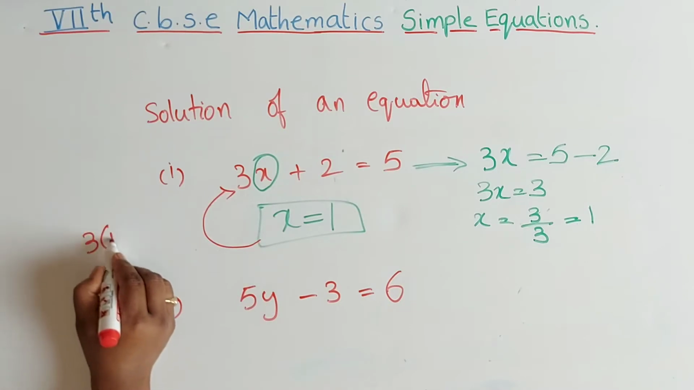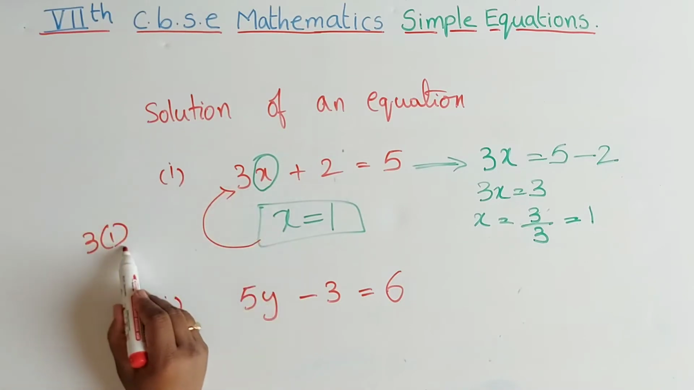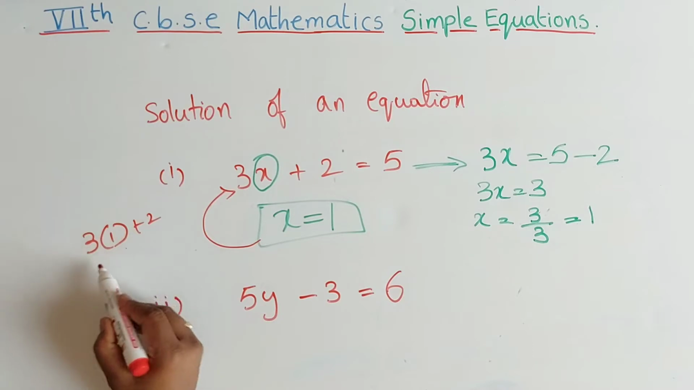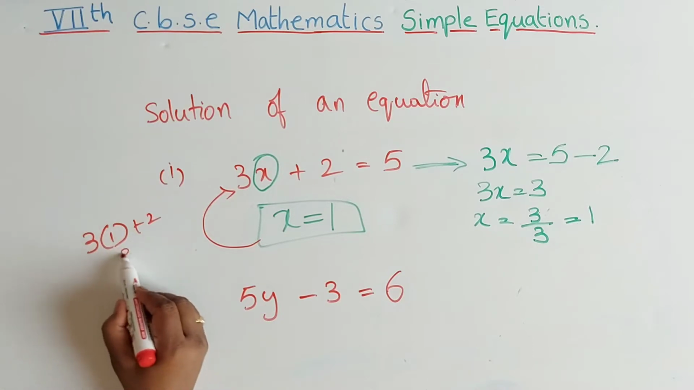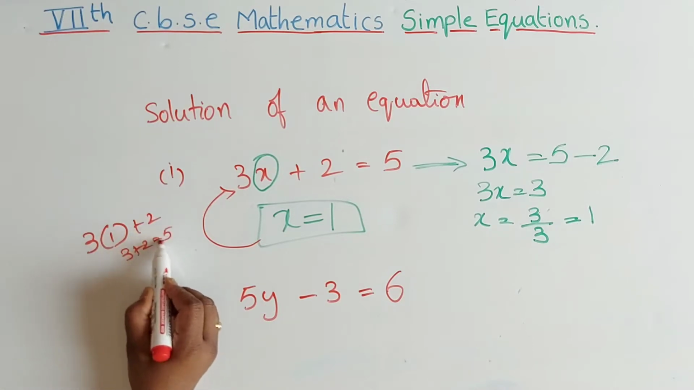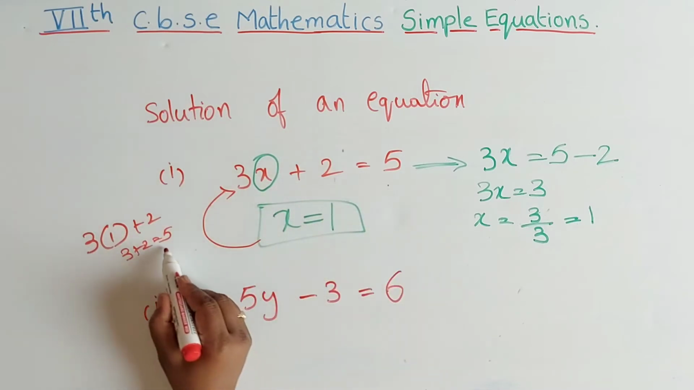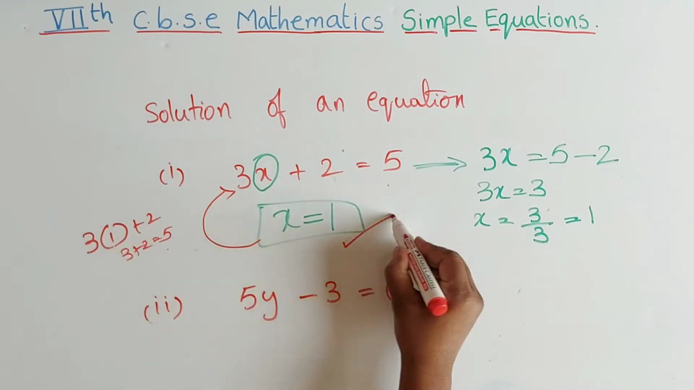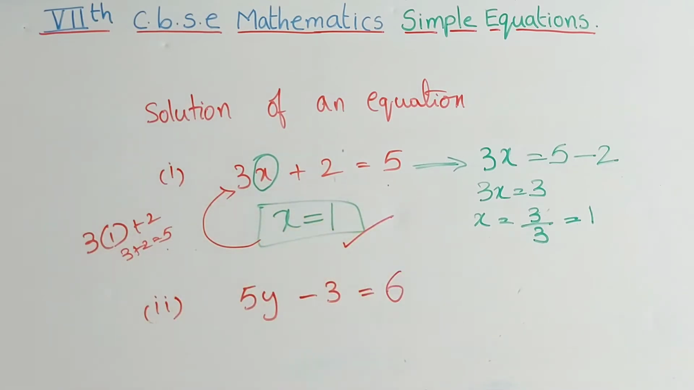3x means 3 of 1, plus 2. We'll check the left hand side. 3 ones are 3, plus 2, that equals 5. Right? The right hand side is also 5 here. So this is satisfying the equation. Correct children? So x equal to 1 is the solution of this equation.